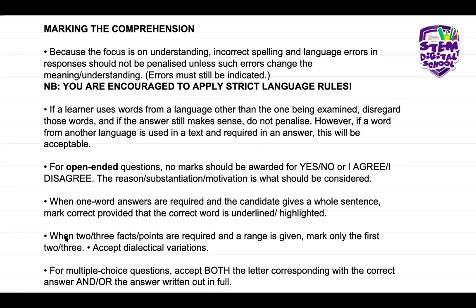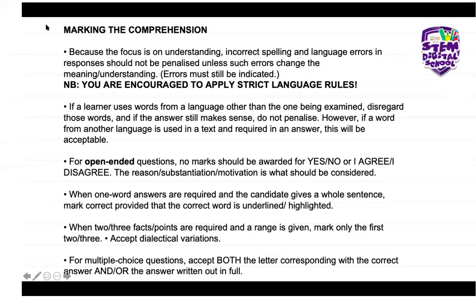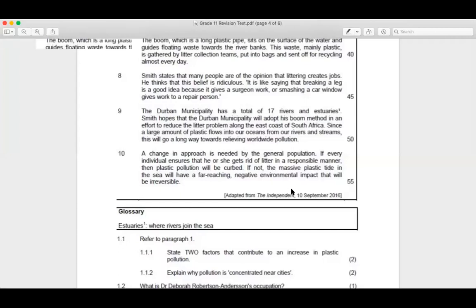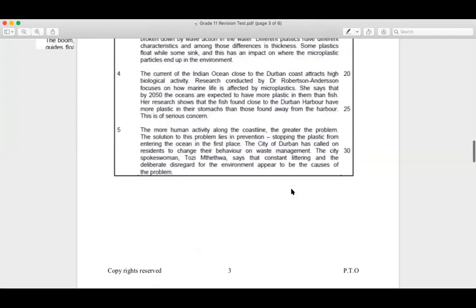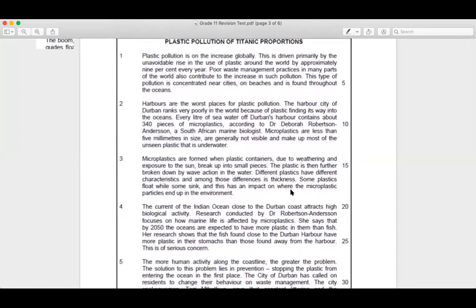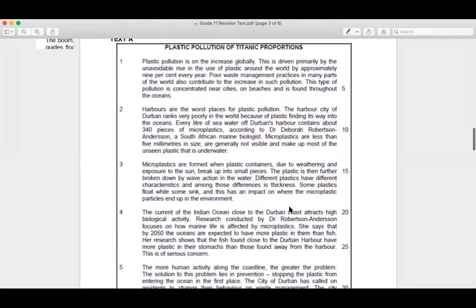So we'll start with the comprehension. I'm going to share this with you. This is the comprehension that you all received.